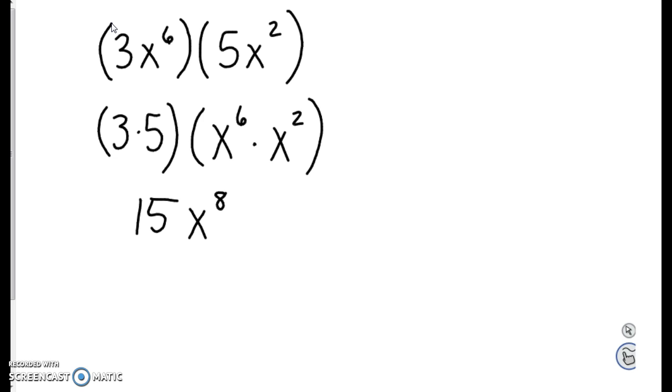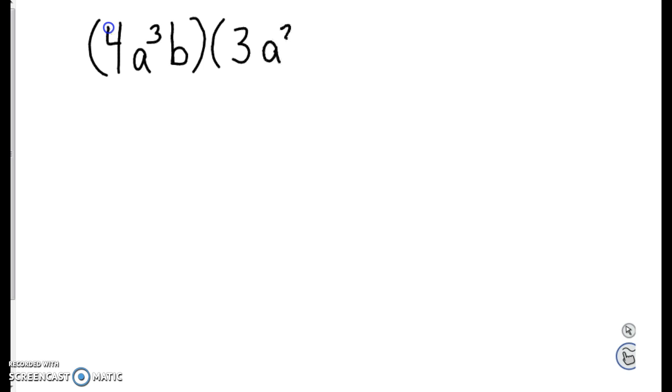Now let's do an example that has more than one variable. Let's say I have 4a to the power of 3 times b. I'm going to multiply that by 3a to the power of 2, b to the power of 5.